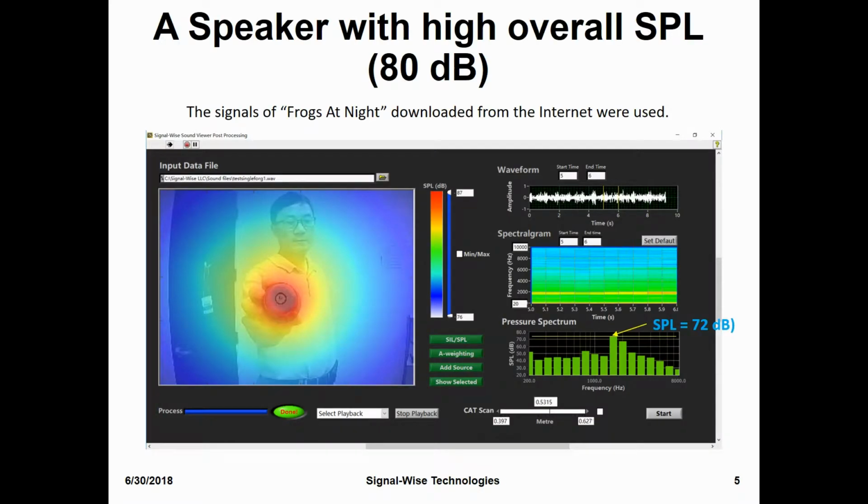A speaker producing frogs at night, downloaded from the internet, was used. The overall sound pressure level from this speaker is around 80 dB. The highest sound pressure level from this signal is 72 dB.